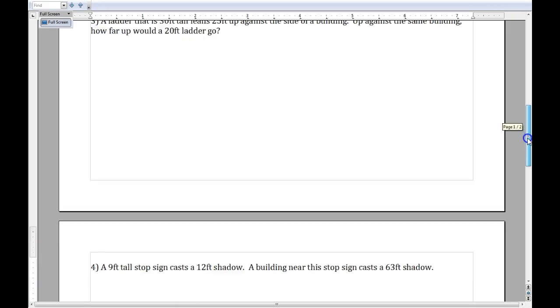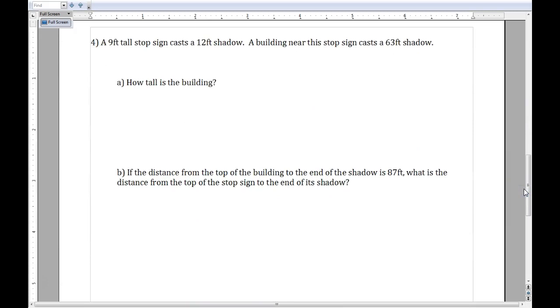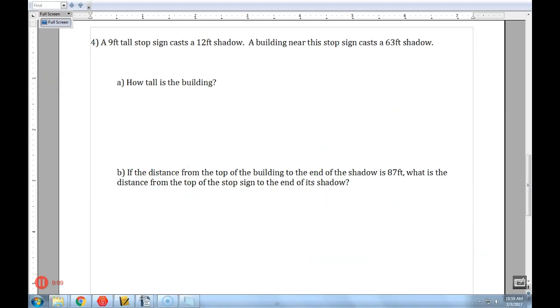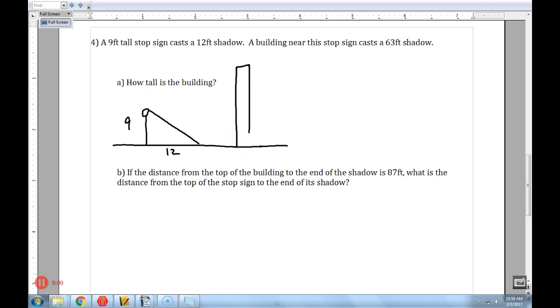Alright, moving right along. Number 4, two-part question. A 9-foot tall stop sign casts a shadow of 12 feet. So if you really want to, you could draw a stop sign, but I'm just going to put this here and put some goofy thing on the top like that. A 9-foot tall stop sign, 12-foot shadow, and a building nearby has a 63-foot shadow, so I can't really draw this to scale, but I'll somewhat try to make it similar. So 63-foot shadow, and I need to figure out how tall is the building, so find h. So again, same thing as before.